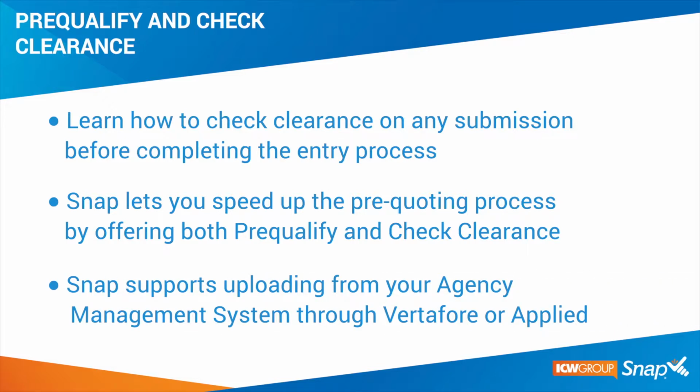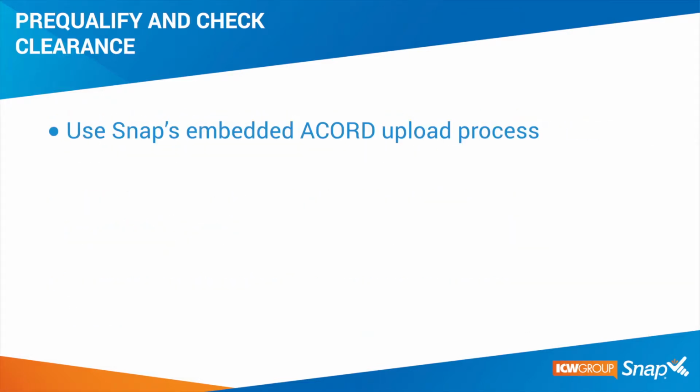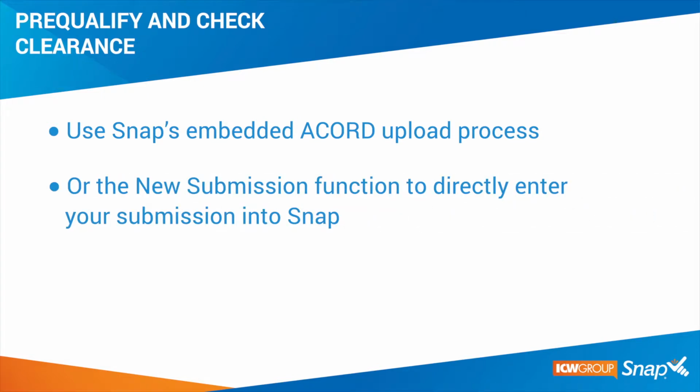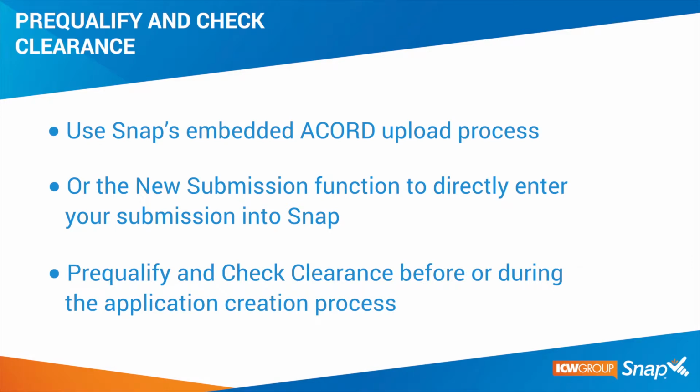You can enter submissions into SNAP by uploading from your agency management system through Vertafore or Applied. You can also use SNAP's embedded Accord upload process or the new submission function to directly enter your submission into SNAP. For either a direct entry or an uploaded submission, you can use pre-qualify and check clearance before or during the application creation process.